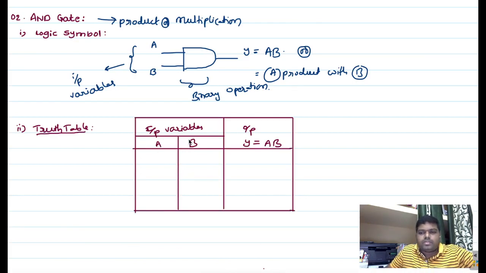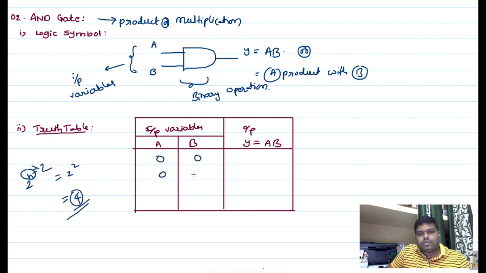Two variables means we can arrange the binary bits for these two variables in four ways, right? So that means 2 power n, where n equals how many variables? 2 variables. N equals 2, that means 2 power 2. So we will get 4 possibilities, right? Those are 0 0, 0 1, 1 0, and 1 1. So these are the 4 possibilities with the help of 2 variables.